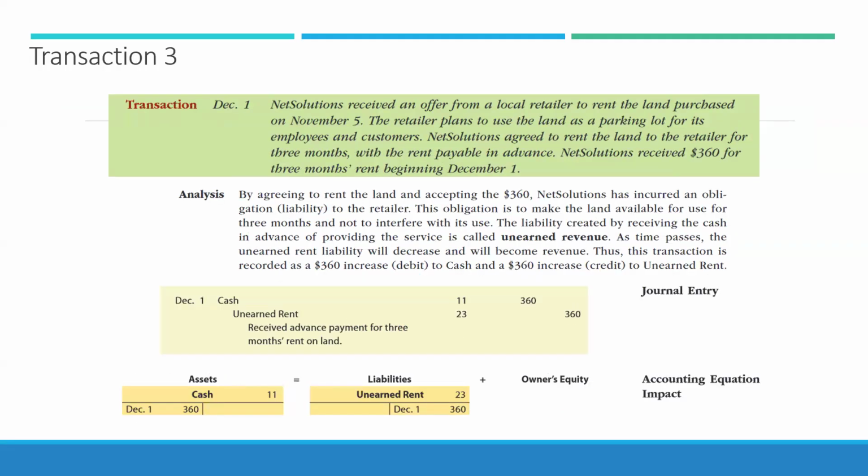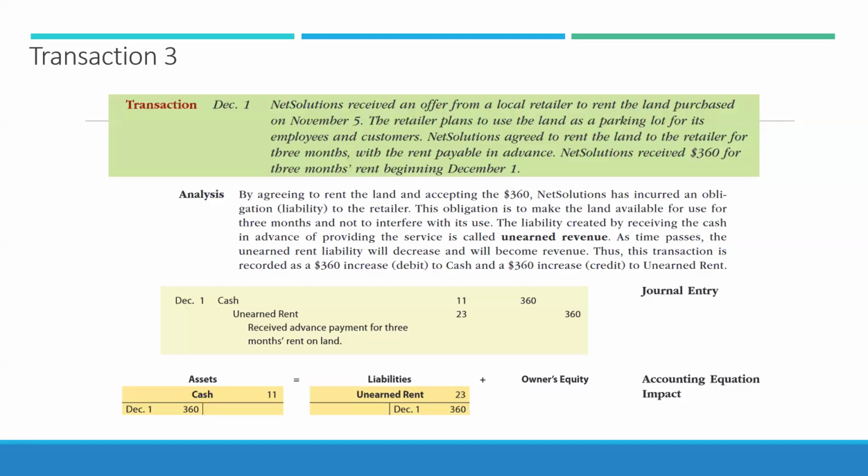Net Solutions received an offer from a local retailer to rent the land purchased on November 5th. The retailer plans to use the land as a parking lot for its employees and customers. Net Solutions agreed to rent the land to the retailer for 3 months with the rent payable in advance. Net Solutions received $360 in advance. Okay, the first thing I'm going to think is this transaction, someone gave us $360 for 3 months of rent.